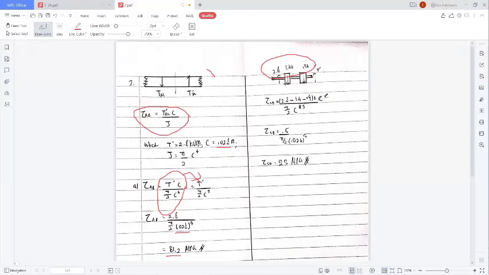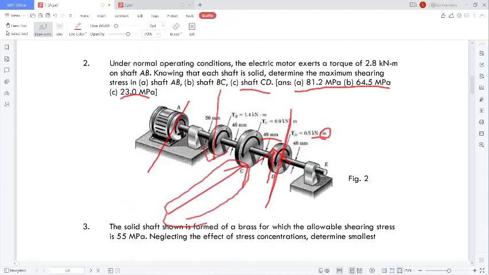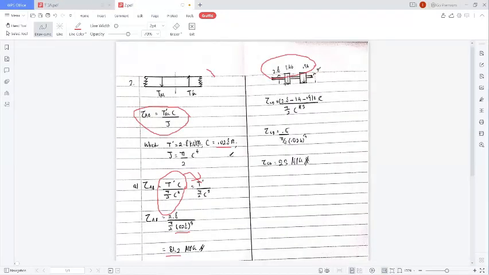So you just simplify the equation, cancelling out the value of C at the upper side against the below side. Then since you have a diameter of 48 millimeter, you need to convert it into meter and divide by 2. You will get 0.024 for the value of C, and you will get 23 megapascal.